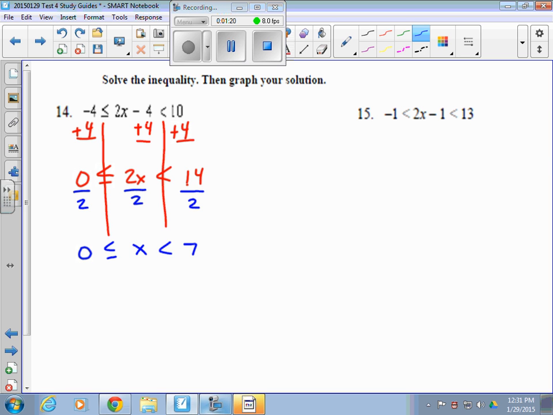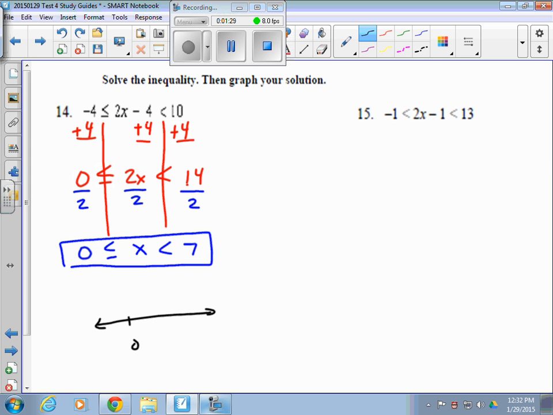Second part says to graph the solution. So here is the answer. Graph the solution. You need to show two things. You need to show 0 and 7. Graph the easy part, the part that is written in the way that's easy to graph. X is less than 7. So that means you're going to put an open bubble at 7, and it says less than. Notice which way it's pointing. It's pointing this way. So you're going to graph that way.